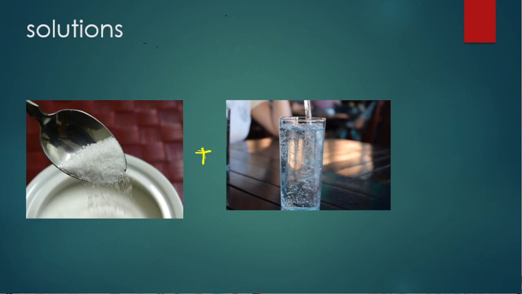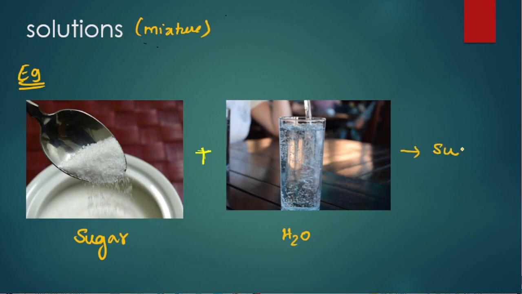So solutions means what? Simply you can say it is a mixture of things, right? See, I have given an example over here. Can you all identify what this is? This is sugar, and this is water. Now, to the water you are going to mix the sugar. When you mix the sugar in the water, what will you get? You will get the sugar solution.